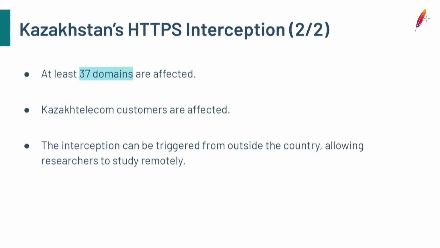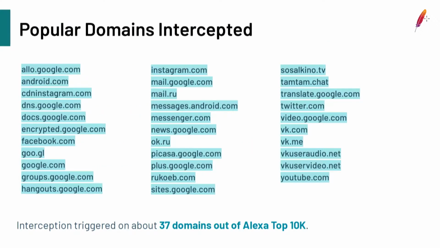37 domains are affected, and the biggest telecom provider in Kazakhstan was doing this, Kazakh Telecom. And this can be triggered outside the country, so luckily we didn't need to travel to Kazakhstan. And the funny thing is that the domains triggered were pretty popular social media, Google, and all this kind of websites which people use on a daily basis and share personal stuff. So it was quite creepy, in my opinion.